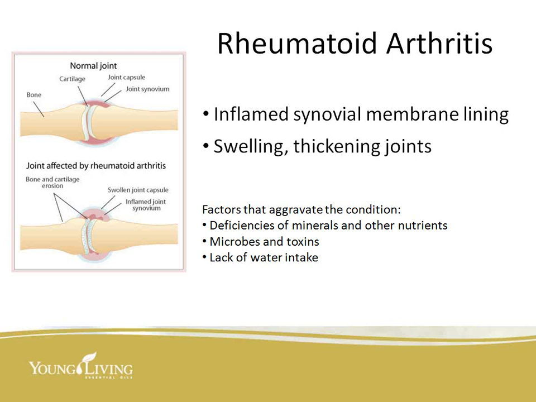Let's talk about a couple of diseases. Rheumatoid arthritis is one of them. This is an inflamed synovial membrane lining. It causes swelling and thickening of the joints. We've got a nice picture here of a normal joint and then that bone and cartilage erosion with swollen joint capsule and inflamed joint synovium. Factors that aggravate this condition are deficiencies of minerals and other nutrients. There are microbes, bacteria, that type of thing, and toxins, and of course a lack of water.